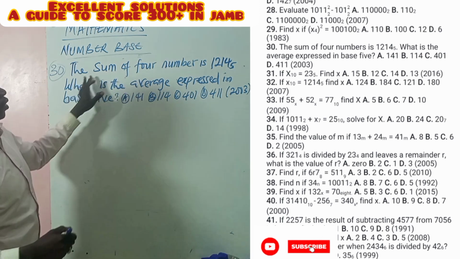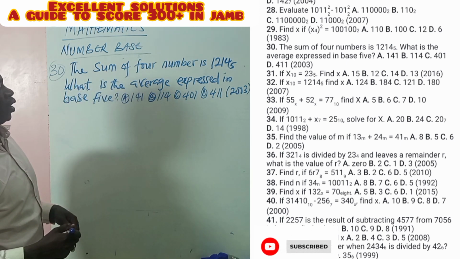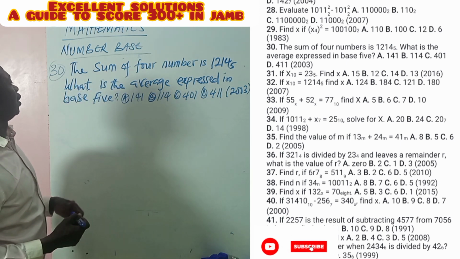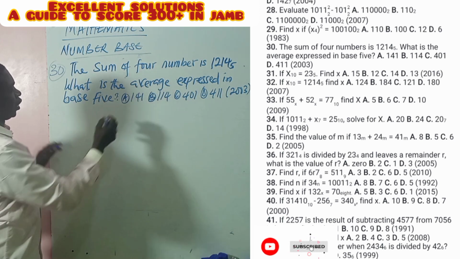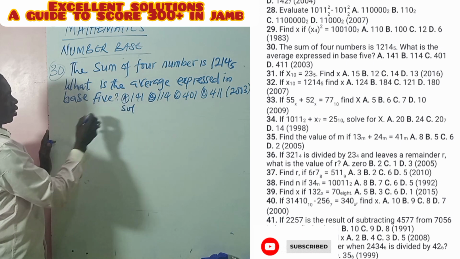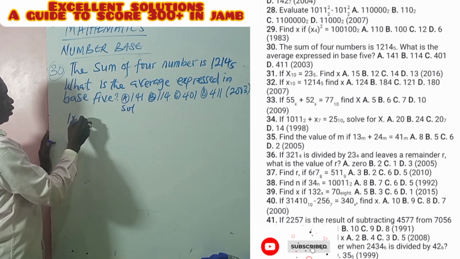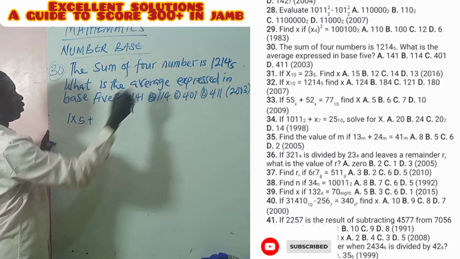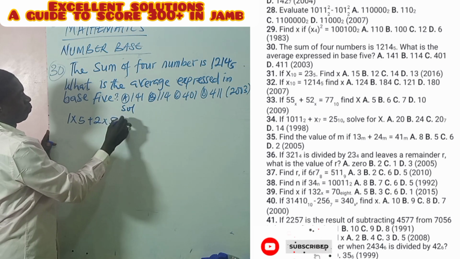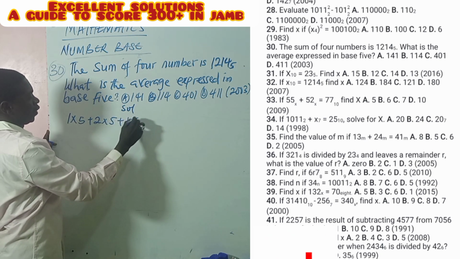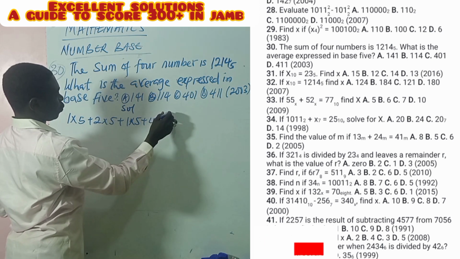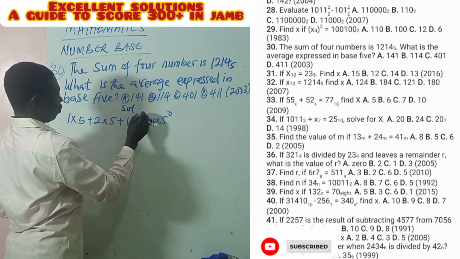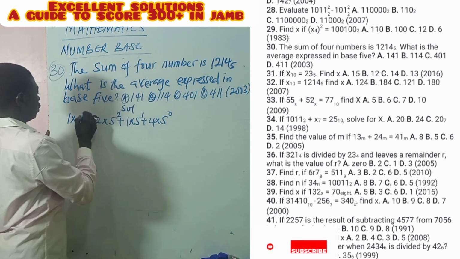Question 30 says, the sum of four numbers is 1, 2, 1, 4 base 5. What is the average expressed in base 5? So here we have, this is the same as saying 1 times 5 plus 2 times 5 plus 1 times 5 plus 4 times 5.